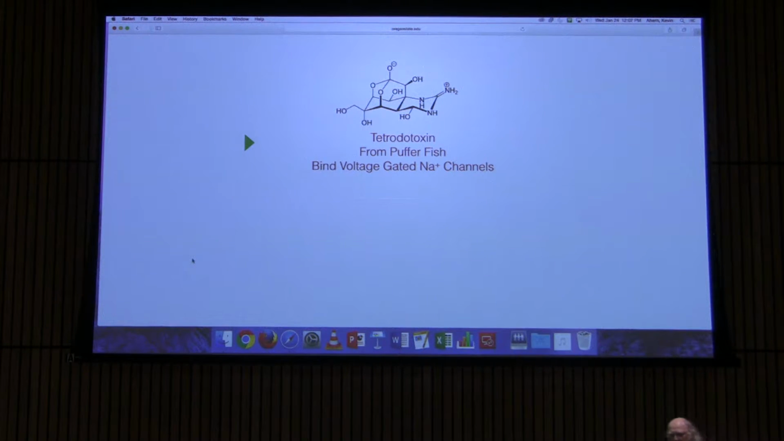This toxin comes from pufferfish. Pufferfish is a delicacy in Japan. It's eaten quite frequently, and there's one organ of the pufferfish that contains this tetrodotoxin. If it's not carefully removed, people get poisoned and can die from tetrodotoxin. So neurotoxins have very significant consequences if they're ingested.